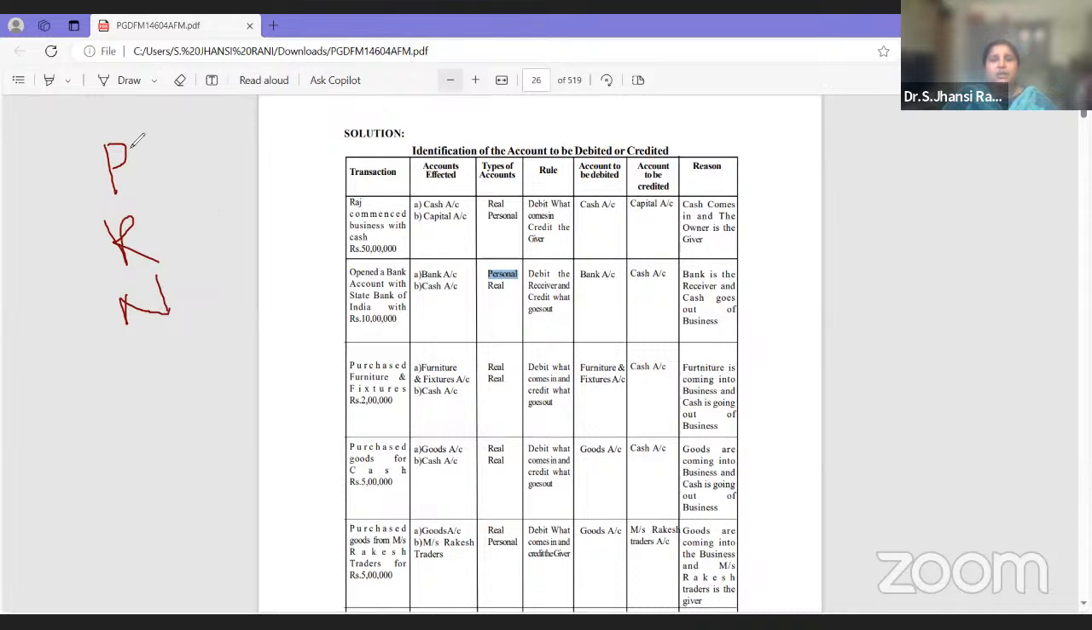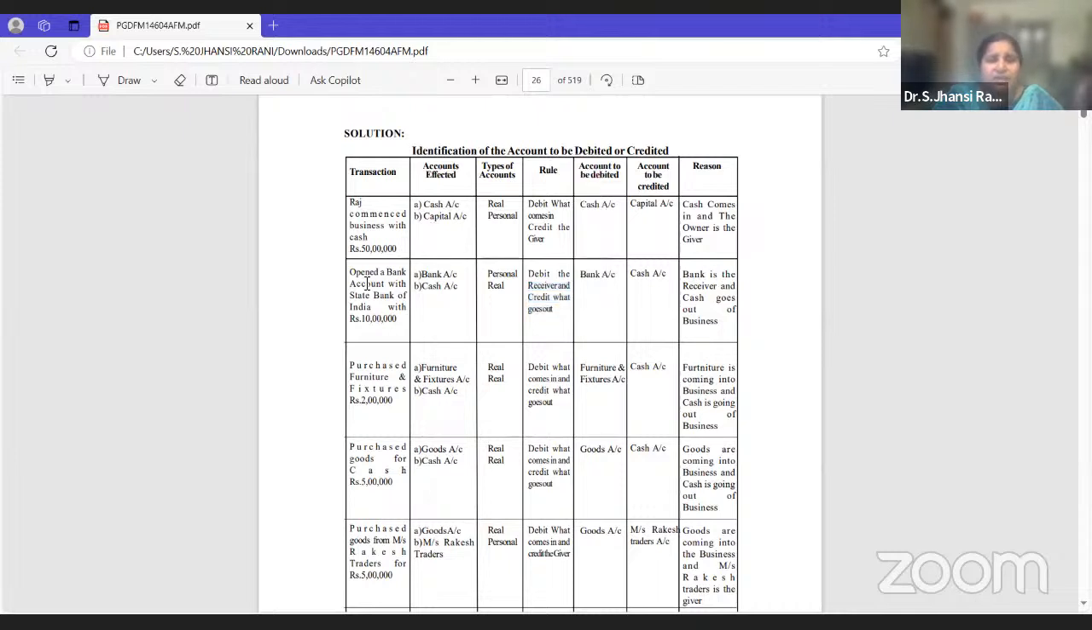So as per this, you have to remember. Cash comes under what? It comes under real account. Real account rule is debit what comes in, credit what goes out. Whenever you are depositing cash into the bank, is the cash going from the business or coming into the business? Whenever we deposit, cash is going from the business. So credit what goes out. That's what is written here.